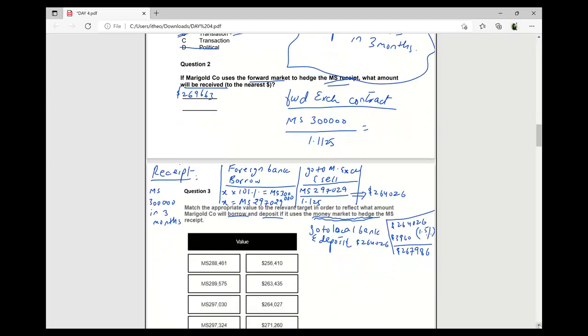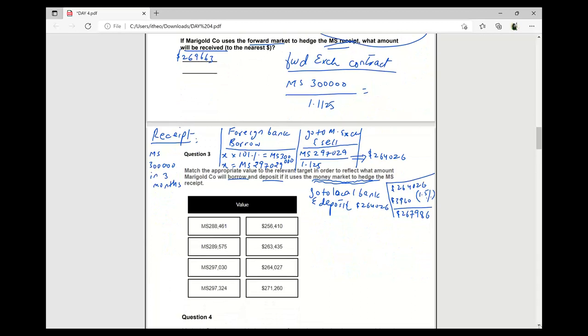Now, what was the requirement? The requirement was to match the appropriate value to the relevant targets in order to reflect what amount Marigold will borrow and deposit. So how much is Marigold borrowing? You see, Marigold is borrowing in shillings, 297,029 or 297,030. This is borrowing in shillings.